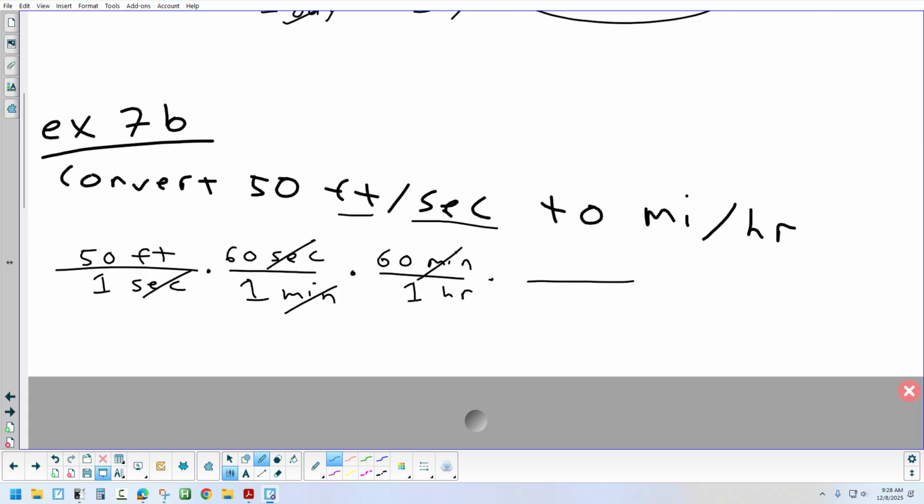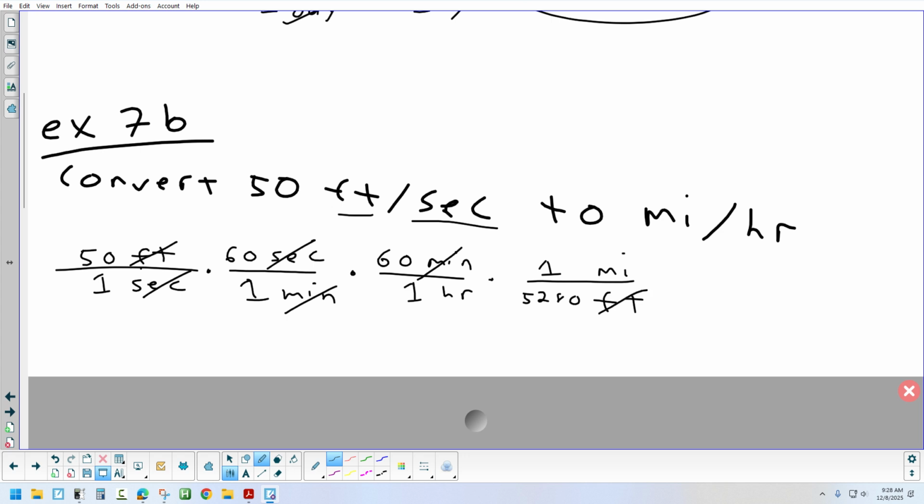Yep. On the top? Why on the top? Because you don't want to cancel out. Oh, it's still there. So we want it on the bottom because it's already in the top. So we're going to put feet in the bottom. And what unit would be in the top? Miles. Okay, so you've got your labels set up right. But now you need the conversion. What's the connection between miles and feet? It's 5,280 feet per 1 mile. Yep. So feet and feet cancel.